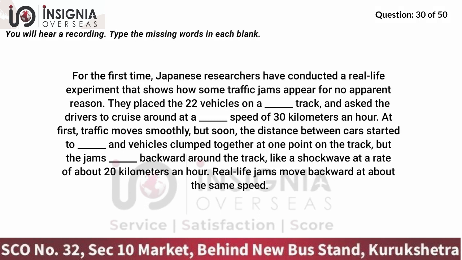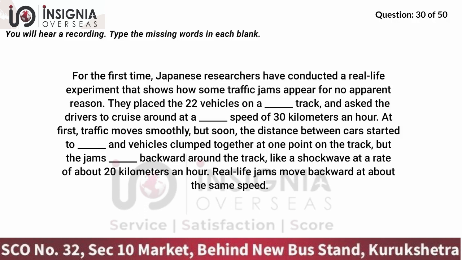For the first time, Japanese researchers have conducted a real-life experiment that shows how some traffic jams appear for no apparent reason. They placed 22 vehicles on a single track and asked the drivers to cruise around at a constant speed of 30 kilometers an hour.